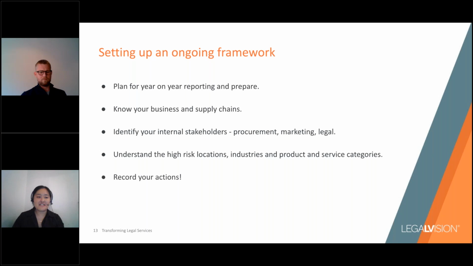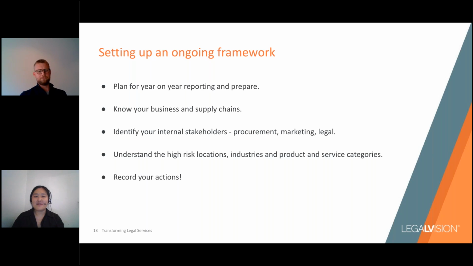And from an organizational perspective, really, the more organized that you can be about it, as I said, the easier it's going to be to annually prepare and submit that statement. So look, a good starting point is to know your business, of course, to get a sense of your supply chains, and really, if it's the first or second year, to get your house in order.